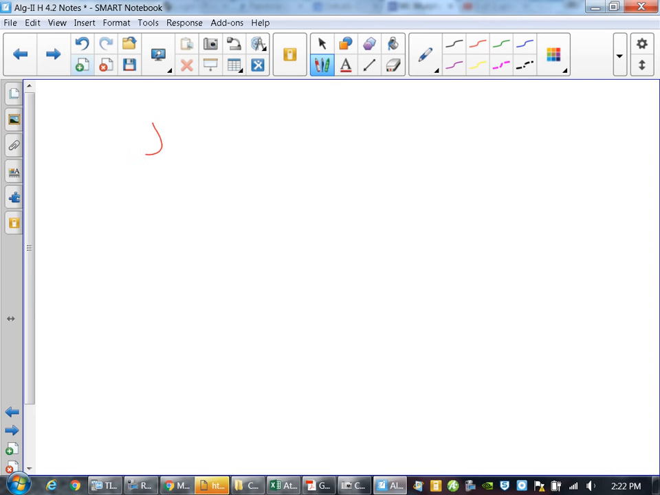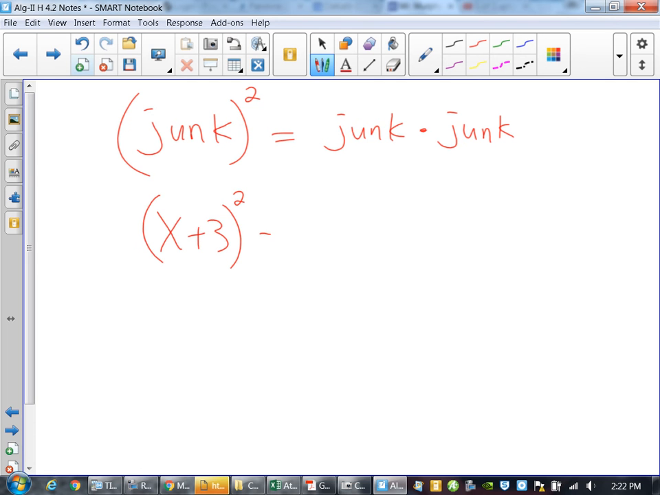Let's see. What does this mean? It means junk squared. Junk squared is what? Junk times junk. Gee, where have you heard that before, Lori? In other words, when you see something that is x plus 3 quantity squared, it is not x squared plus 9. Because if you do x squared plus 9, you have killed a puppy. Just like Seb said.